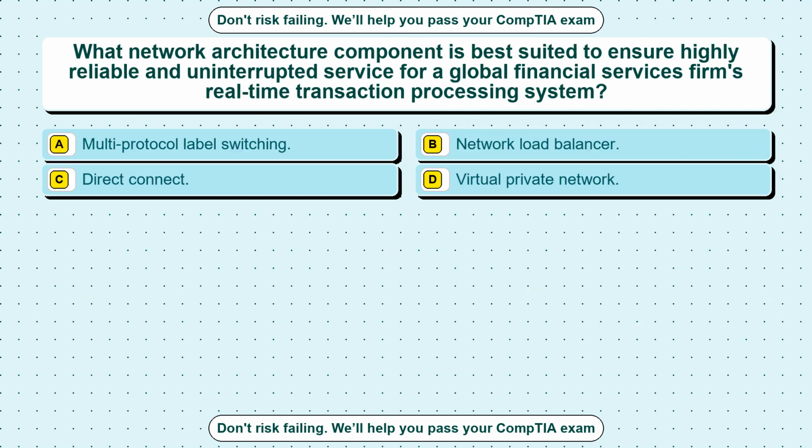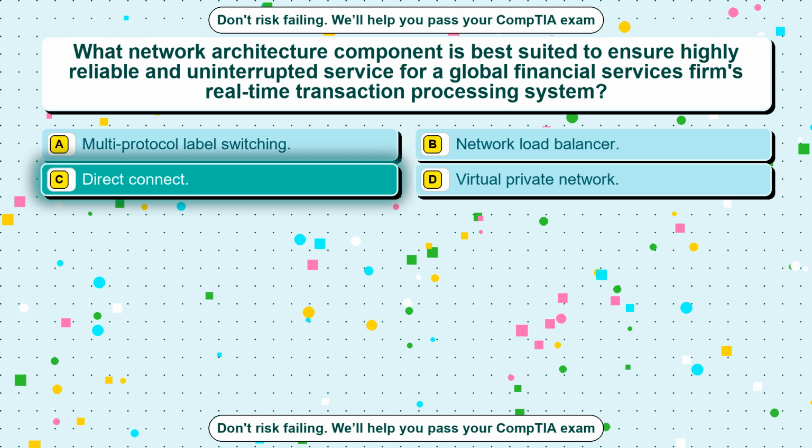Question 6. What network architecture component is best suited to ensure highly reliable and uninterrupted service for a global financial services firm's real-time transaction processing system? Option A. Multi-protocol label switching. Option B. Network load balancer. Option C. Direct Connect. Option D. Virtual private network. The correct answer is option C.